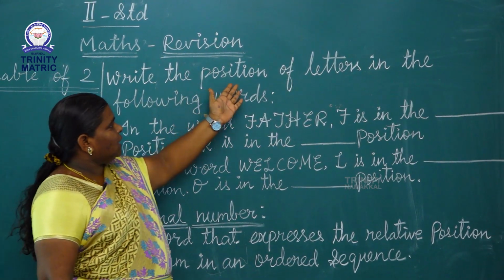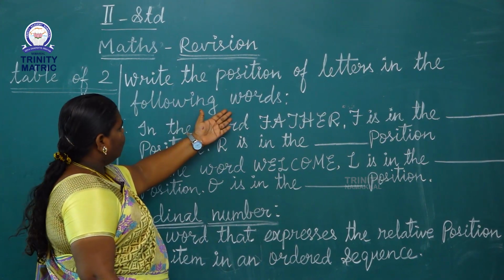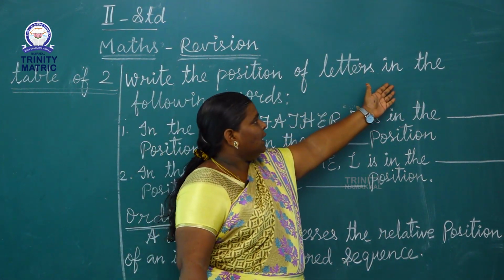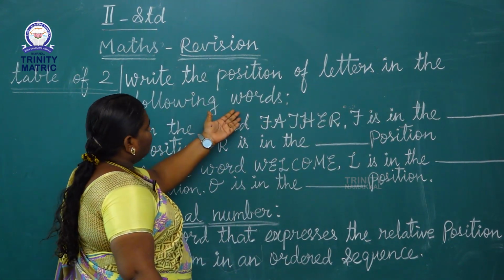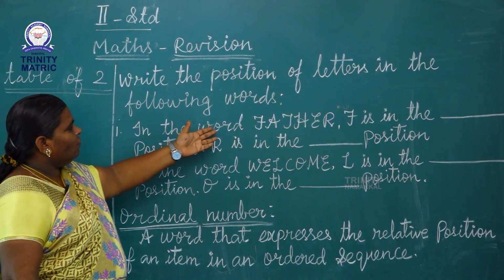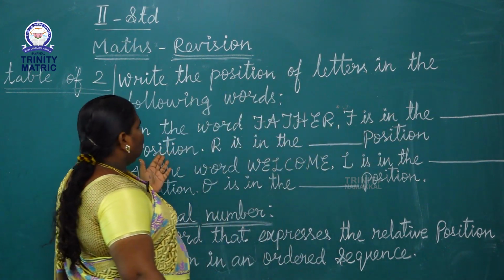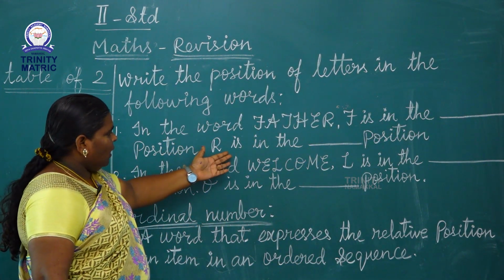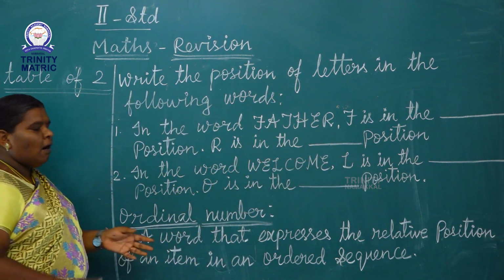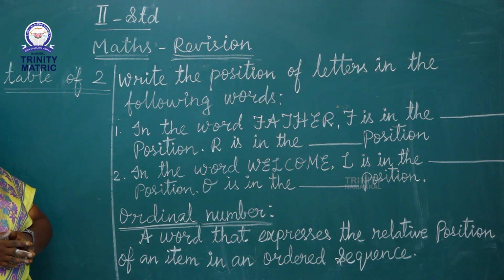Write the position of letters in the following words. First one, see here. In the word father, F is in the dash position, R is in the dash position. Now we will use the ordinal number system. What is the ordinal number system?